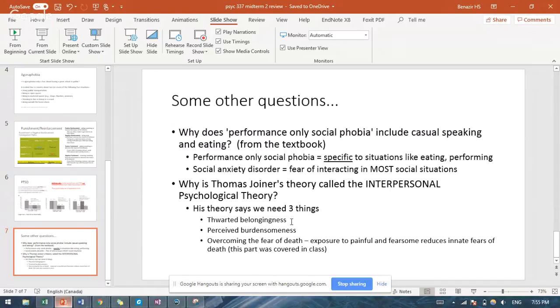Basically the feelings that someone would feel within a group, these negative feelings of not belonging or feeling like a burden, and then also this one that we did discuss, which is overcoming the fear of death.